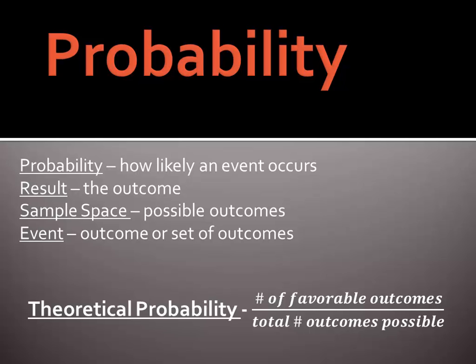Okay? Now, what you do want to write down is how we find theoretical probability. And that is the number of favorable outcomes divided by the total number of outcomes possible. Favorable would be like me saying, what's the probability of choosing a blue M&M out of a bag of M&Ms? So the favorable outcome is that you do choose a blue M&M. Depending on how many blue M&Ms there are, that's what number would go on top. I will show you an example of this.